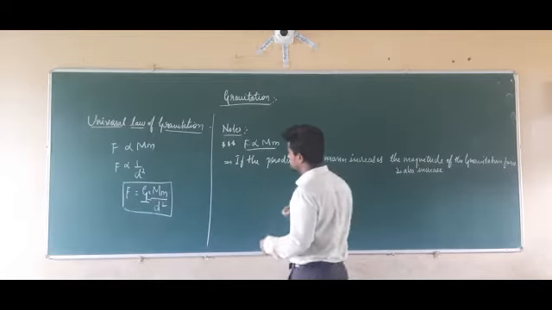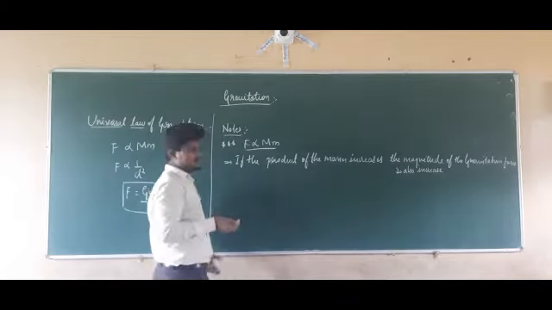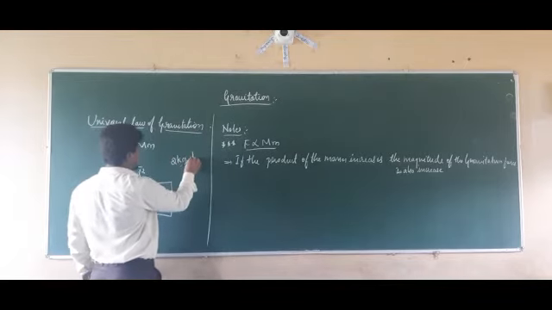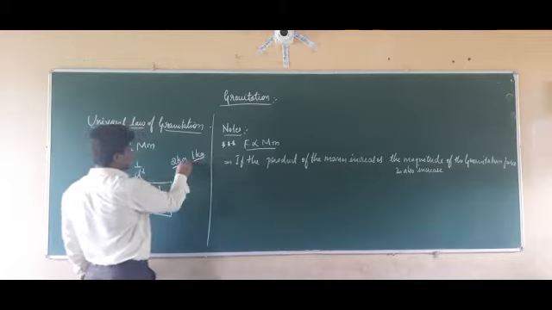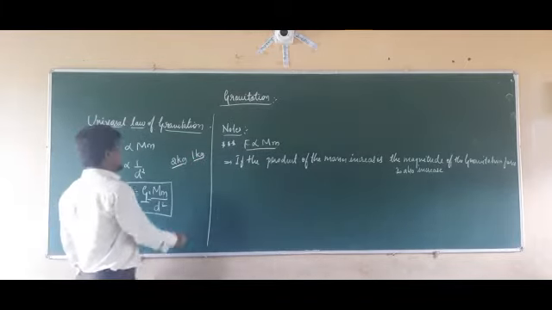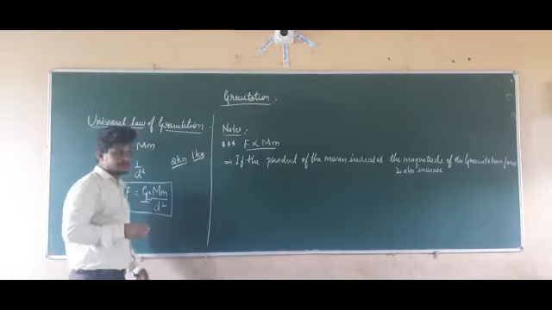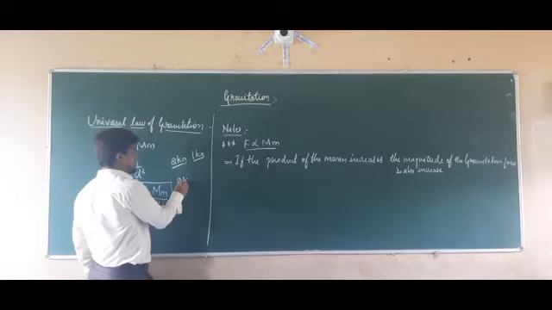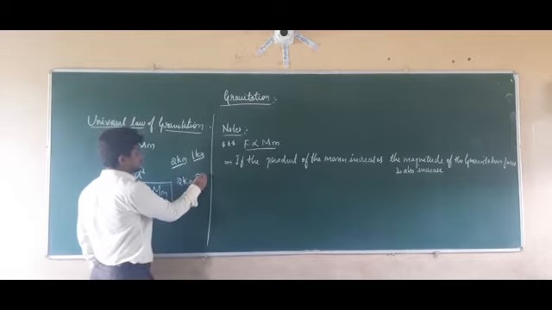So if you consider here, two objects are there. One has 2 kg weight, another has 1 kg weight. So what will be the product here? It will be 2 only. Another two objects are there. One has 2 kg weight, another also has 2 kg weight.